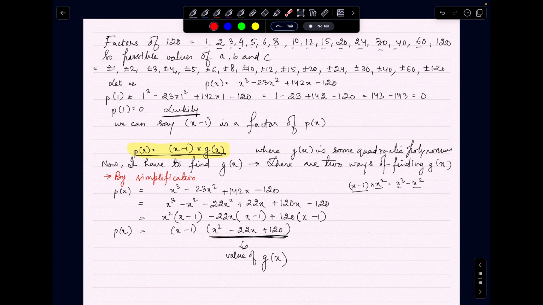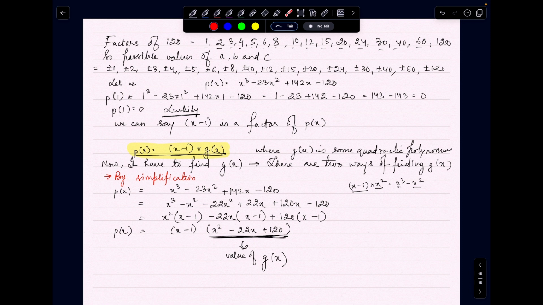So we found it at 1, and we stopped. So p of 1 equals 0. From the factor theorem we can say x minus 1 is a factor of p of x. This is from the factor theorem. Got my point?